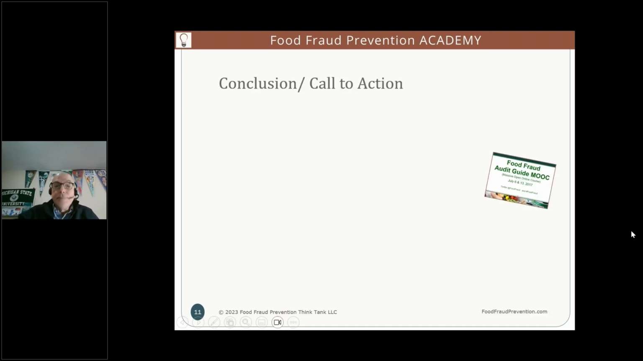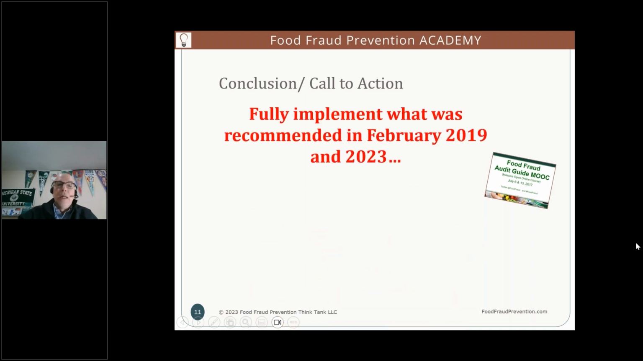Call to action. This is really the same as it was in 2023, which is great. And there's that original food fraud audit guide MOOC from 2017 that's on there. Same things going on. We'll get to these very prescriptive recommendations. Fully implement what was recommended back in 2019 and 2023.